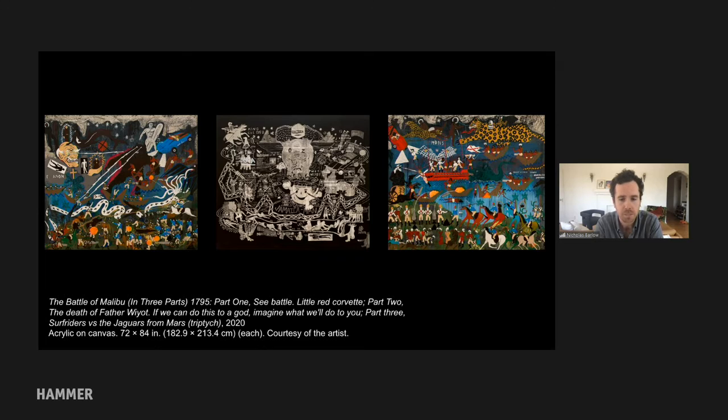Today, I'll be focusing specifically on Rashid's triptych currently on display at the Hammer, which has an incredible title, which I'll read right now. The Battle of Malibu (in 3 parts), 1795. Part 1, Sea Battle, Little Red Corvette. Part 2, The Death of Father Wiyat. If we can do this to a god, imagine what we'll do to you. Part 3, Surf Riders versus the Jaguars from Mars, 2020.